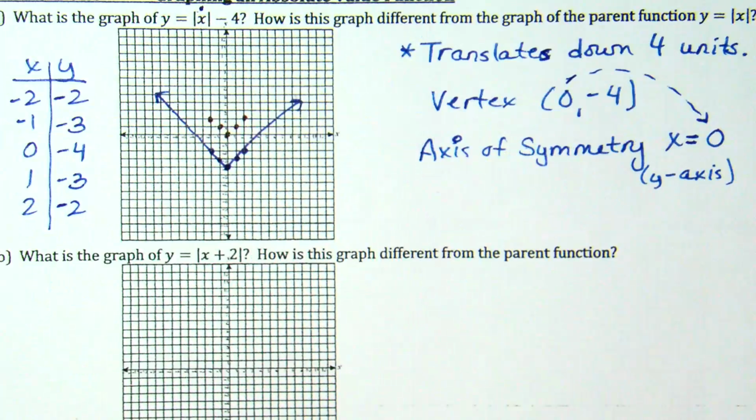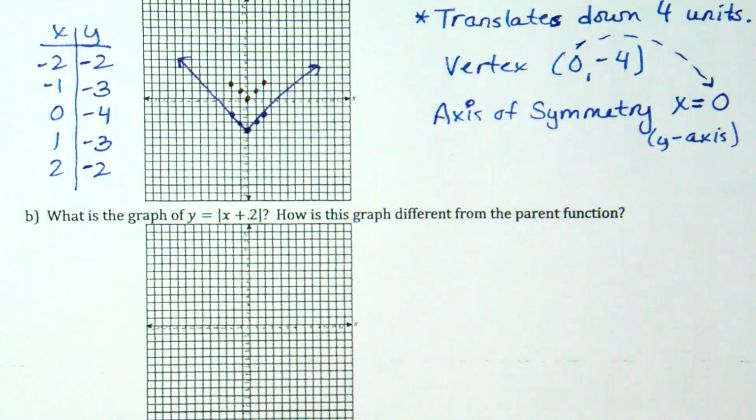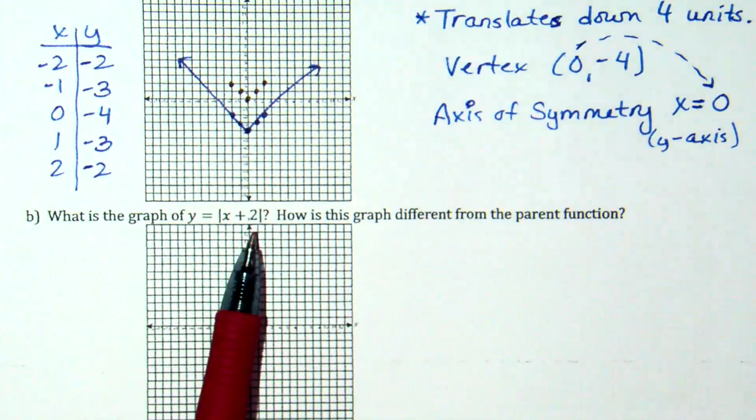Okay, let's look at B. What is the graph of y equals absolute value of x plus 2? How is this graph different from the parent function? Eli? He says left. What do you think? How do we know? It's positive. It's opposite what you think.